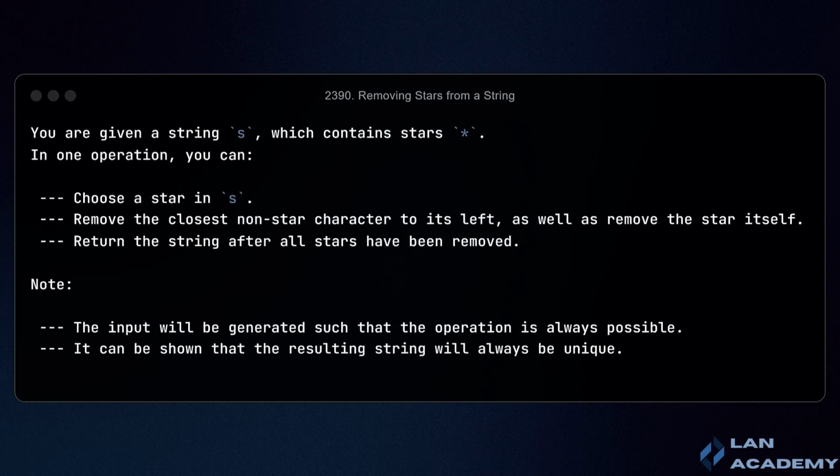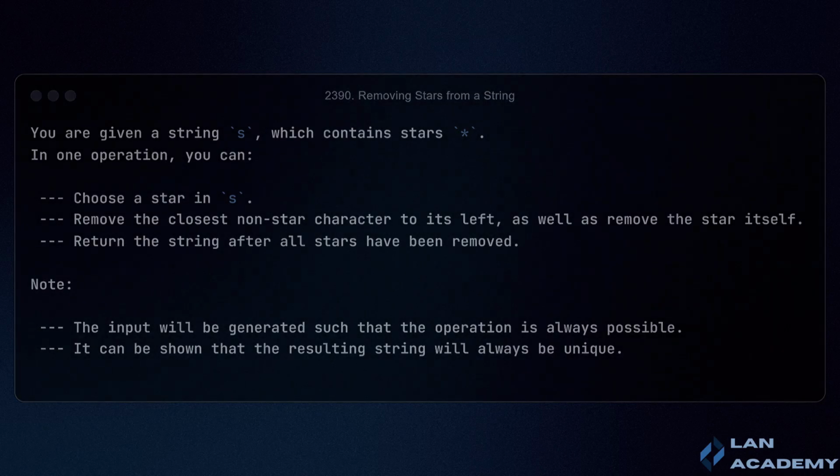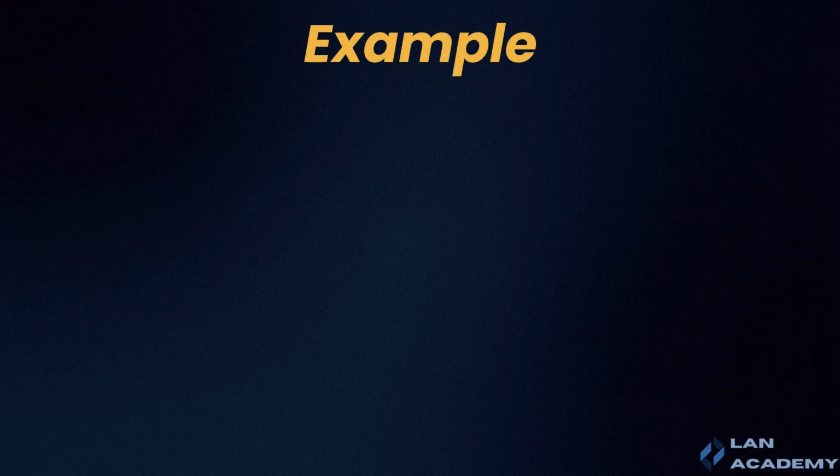After I remove all the star characters and their neighboring characters, I will end up with a single string. This means that no matter how I remove the star characters, I will always get the same result, ensuring the uniqueness of the algorithm. Let's consider an example to better understand this problem.